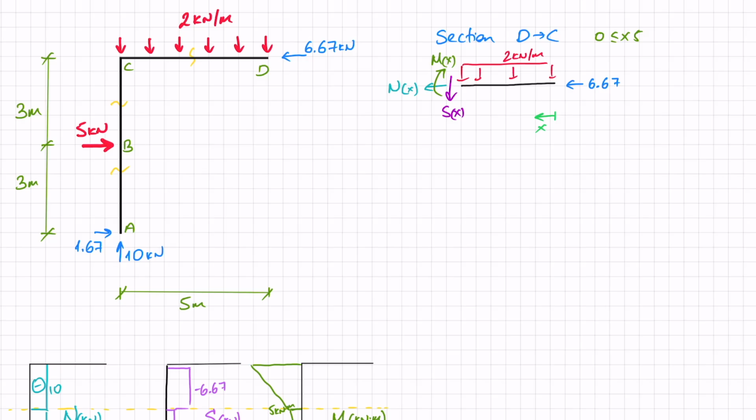There's no need to do more than one cut here. So now that we've decided on that, let's get started. Sum of forces in X equals 0. If this is my positive X, I've got minus NX minus 6.67, nothing else in the X direction, so that equals 0, and NX equals minus 6.67 kilonewtons.